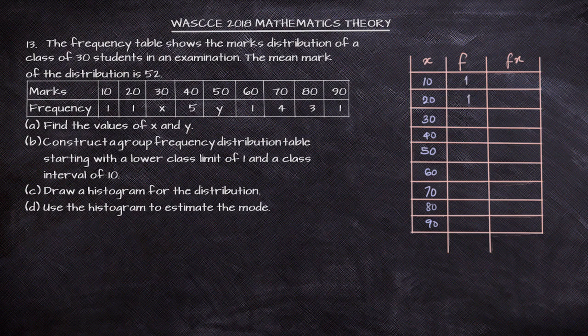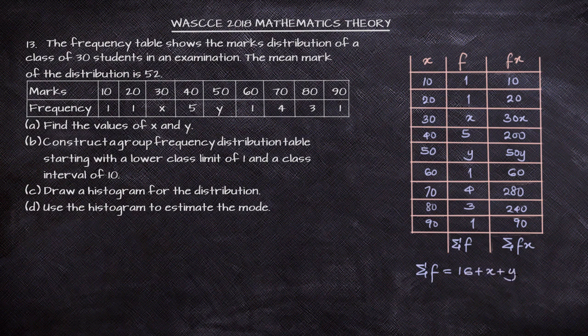Frequency is 1, 1, x, 5, y, 1, 4, 3, and 1. Now the product of the mark and the frequency is here. This will be 30x, this will be 200. Now 50y, 60 times 1, 60, 70 times 4, 280, 80 times 3, 240, 90 times 1, 90. Now you can find sigma f and sigma fx. Sigma f, if you sum all this, will be 16 plus x plus y.